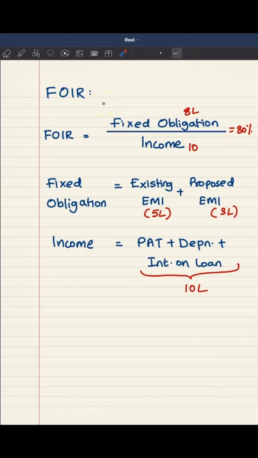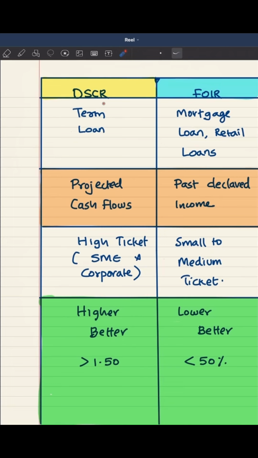So having understood some basics of DSCR and FOIR, it's time for us to understand the differences. Look here. DSCR is mainly calculated for term loans. Term loans are the loans which involve creating an asset out of the loan. So it is generally considered or given for projects. There will be creation of some asset out of the term loan, which may be machinery, land and building, or critical assets for the entity. Whereas FOIR is basically calculated for mortgage loans, retail loans and all. So here there may or may not be any asset creation.